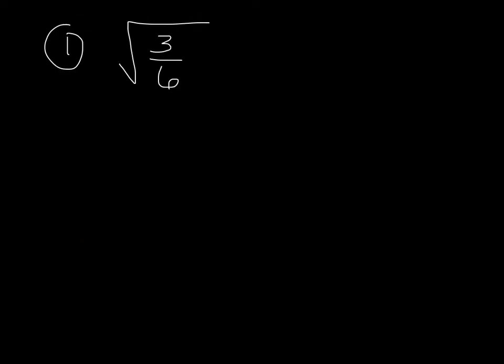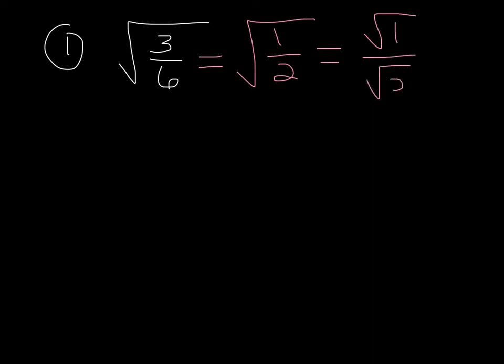So first of all, we have square root of 3 over 6. 3 over 6 will simplify to 1 over 2. Now here's the rule with division or fractions. You need to break up your square root. Now you can never have a square root in the denominator. You always have to get rid of a square root when it's in the denominator.